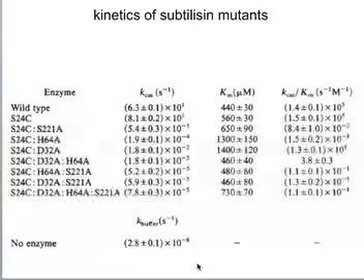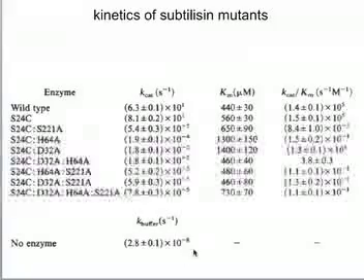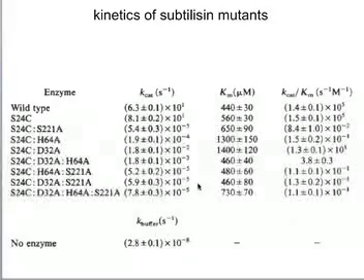What I will point out to you is that in the absence of enzyme, we can measure a rate of hydrolysis of the substrate, and it is still 1,000-fold slower than the triple mutant. So what does that mean?